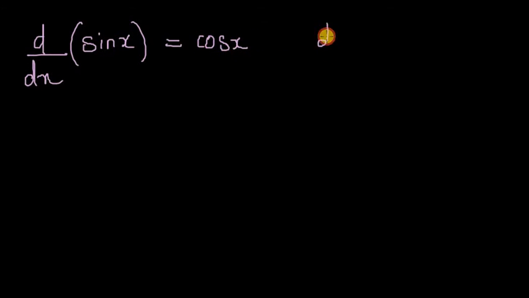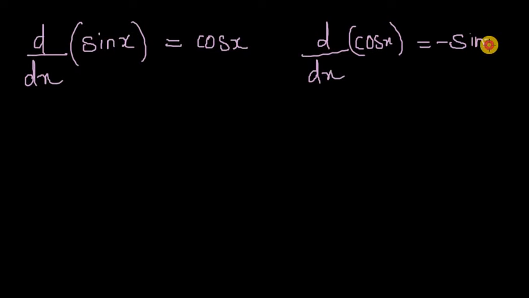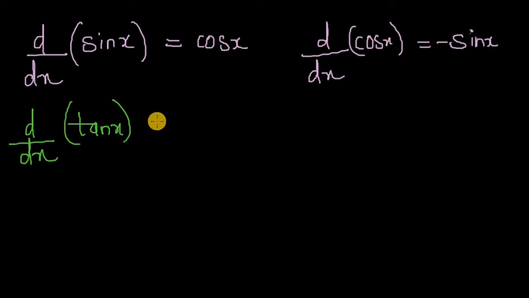Derivative of sin x is cos x. Derivative of cos x is minus sin x. I'll write the derivative formula in 2 sets. Next, derivative of tan x is sec square x.